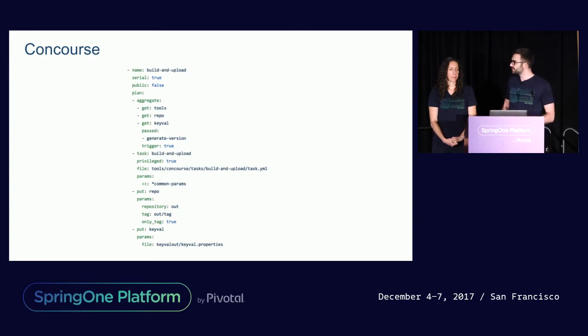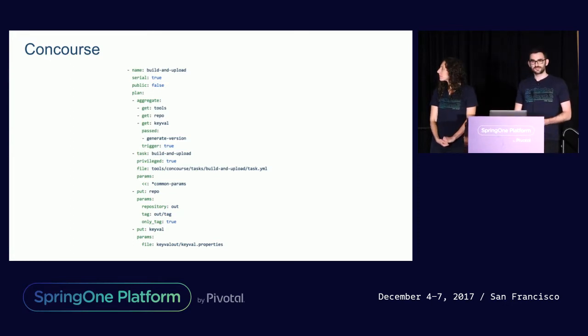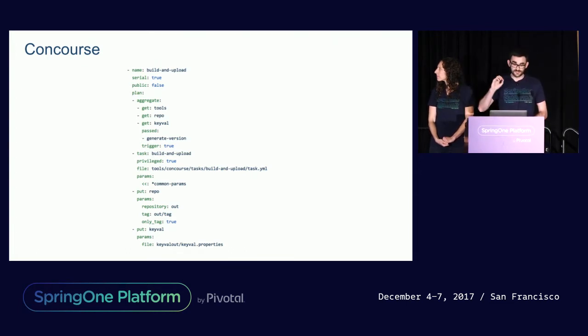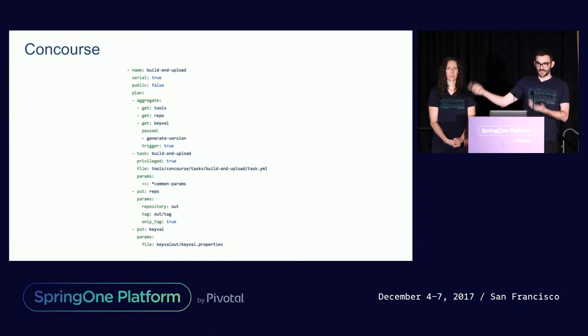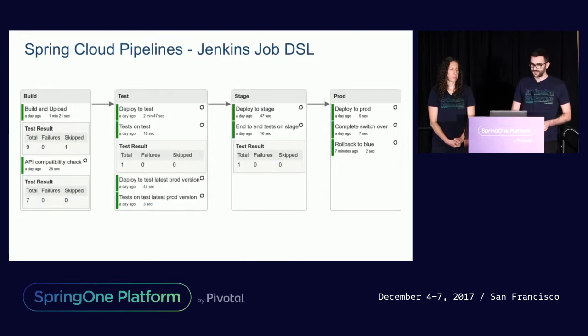So here we have a job which is called build and upload. It has a set of inputs. So those, oh, you can't see it still. It has inputs with those get keywords like tools, repo, keyval, whatever it is. Then you have a task which processes the inputs, and then you have the outputs, right? So this is the idea of Concourse. You have something coming in, something processing it, something coming out.